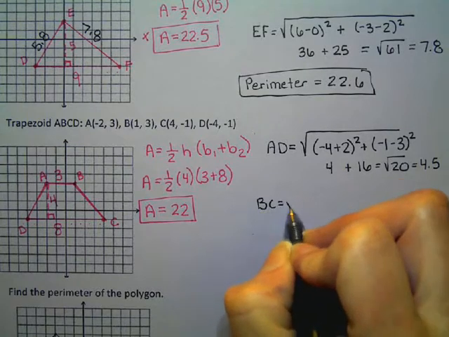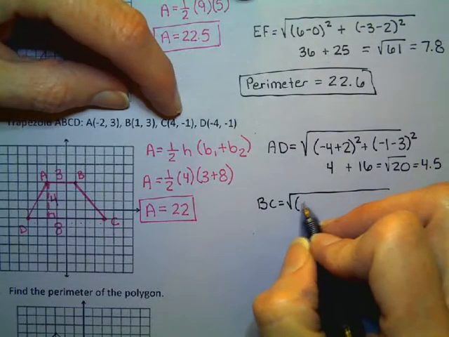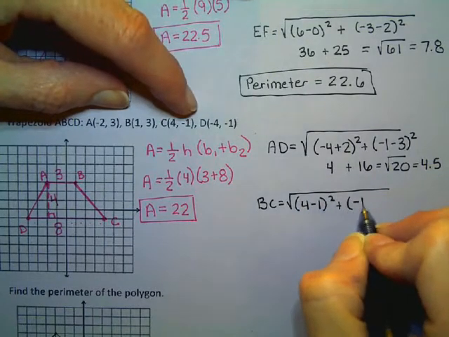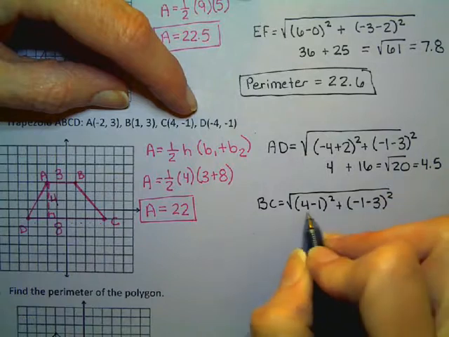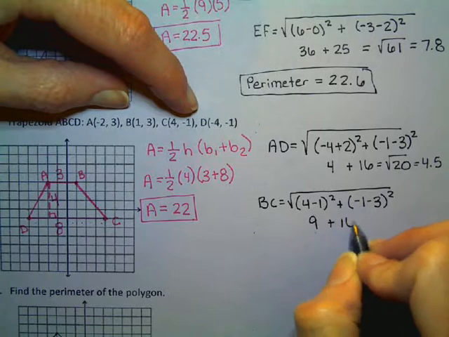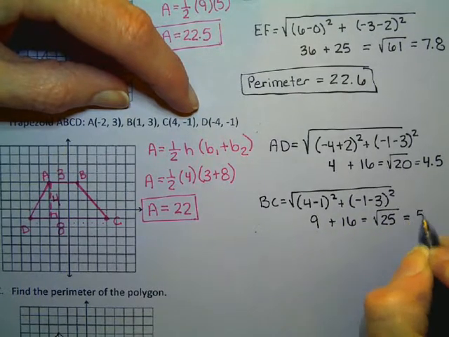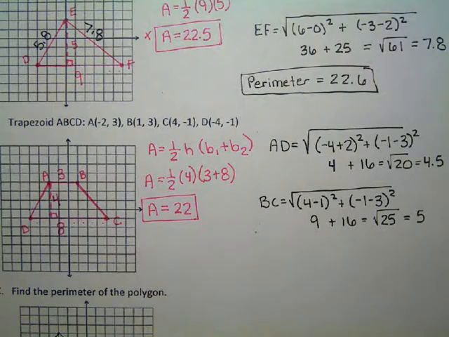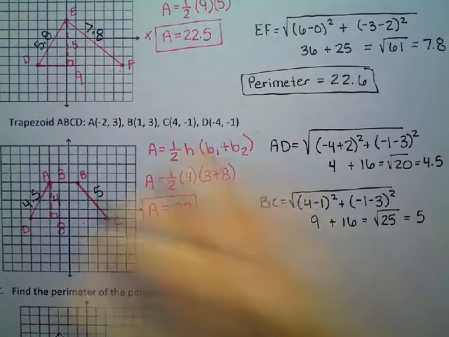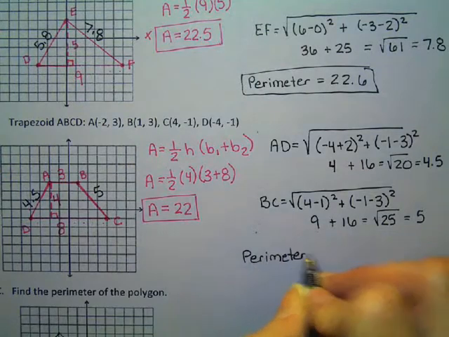And then we have BC. Find the length of that one. X's are first, so 4 minus 1 squared plus -1 minus 3 squared. That's 3 squared is 9. -4 squared is 16. Well, square root of 25, well, that's a nice one. That's just 5. Alright, so in the picture, I'm going to write this side was 4.5, and this side is 5. So we're going to find our perimeter.